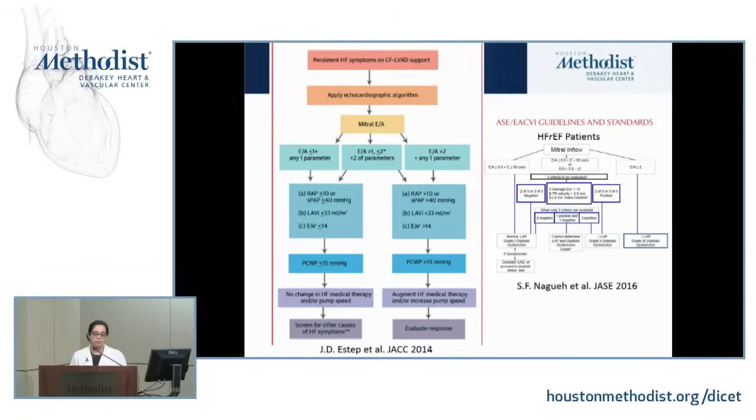But I would say more so if your LA volume index is okay, if your E to E prime is less than 14, your E to A ratio is okay, then I'm thinking more along the lines of somebody who has normal filling pressures. Now again, the same thing, if you have these derangements, RA pressure greater than 10, systolic PA pressure greater than 40, LA volume index greater than 33, E to E prime greater than 14, you're dealing with somebody who has pulmonary capillary wedge pressure greater than 15.